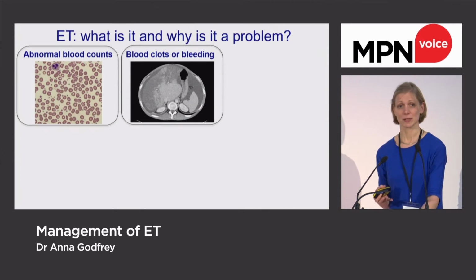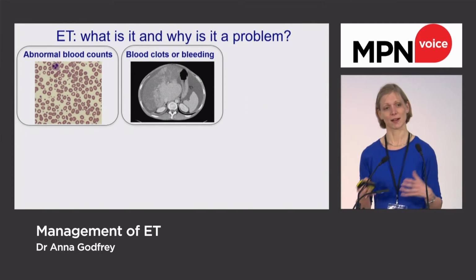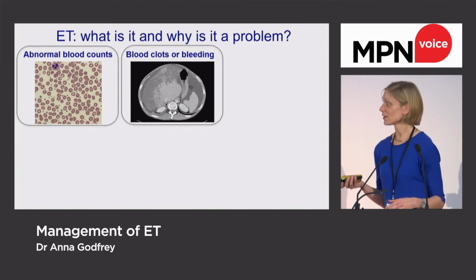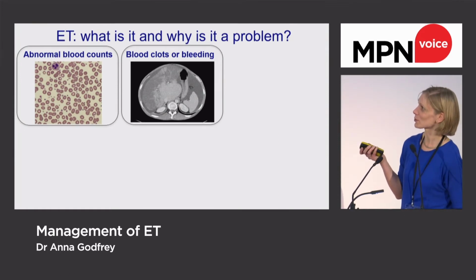So we know there's an increased risk of what we call vascular events. Vascular events means problems in the blood vessels, either blood clots or bleeding. So this is a CT scan. I'm not a radiologist. Fortunately, I'm married to one, so he can tell me what the problem is.